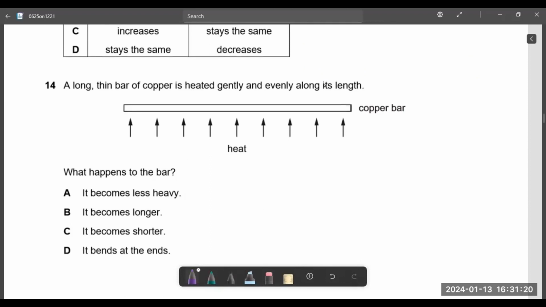Next, a long thin bar of copper is heated gently and evenly along its length. What happens to the bar? So when the copper bar will undergo thermal expansion, it increases the length. Length will increase due to the increased spacing between the atoms caused by adding the thermal energy. That means when thermal energy is increased, the length will expand and the length will increase. So here the right choice is it becomes longer.